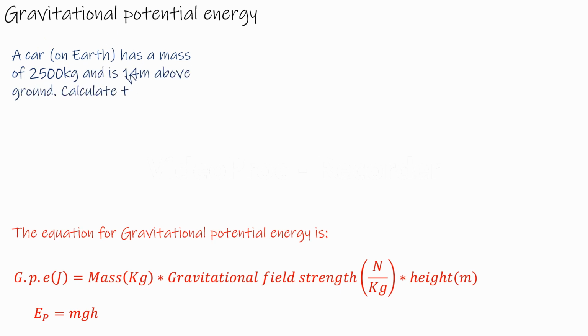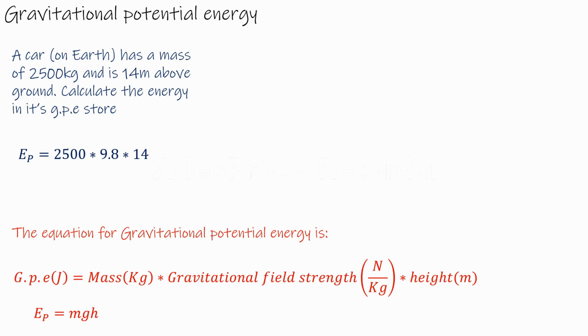So, first of all, we are told that a car on Earth has a mass of 2,500 kilograms and is 14 meters above ground. And we are asked to calculate the energy in its gravitational potential energy store.